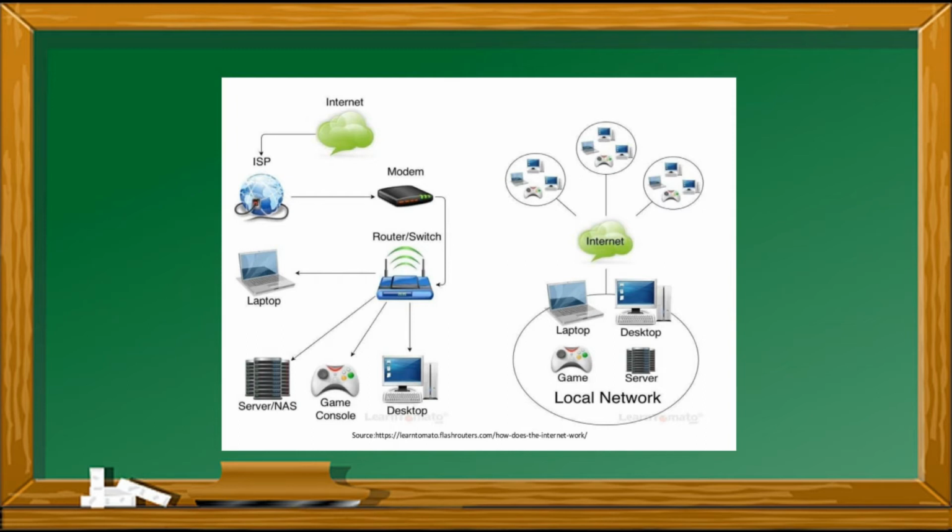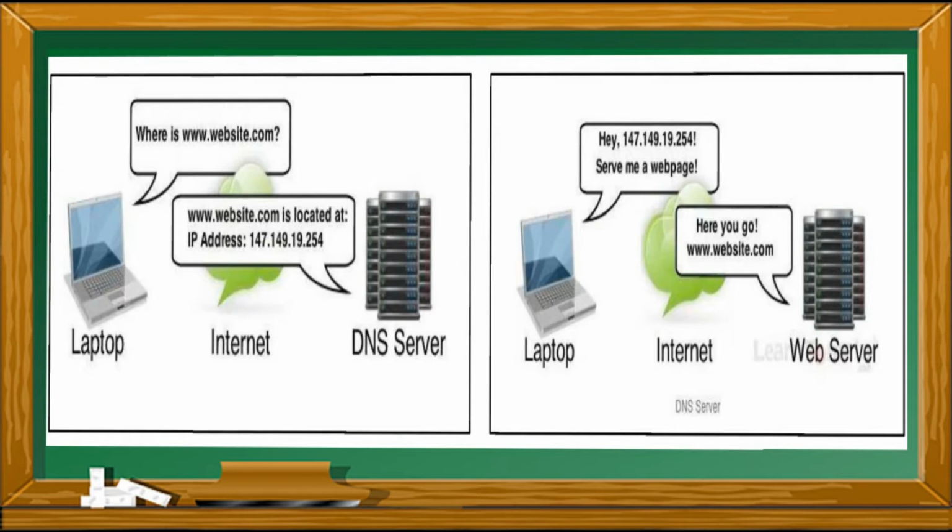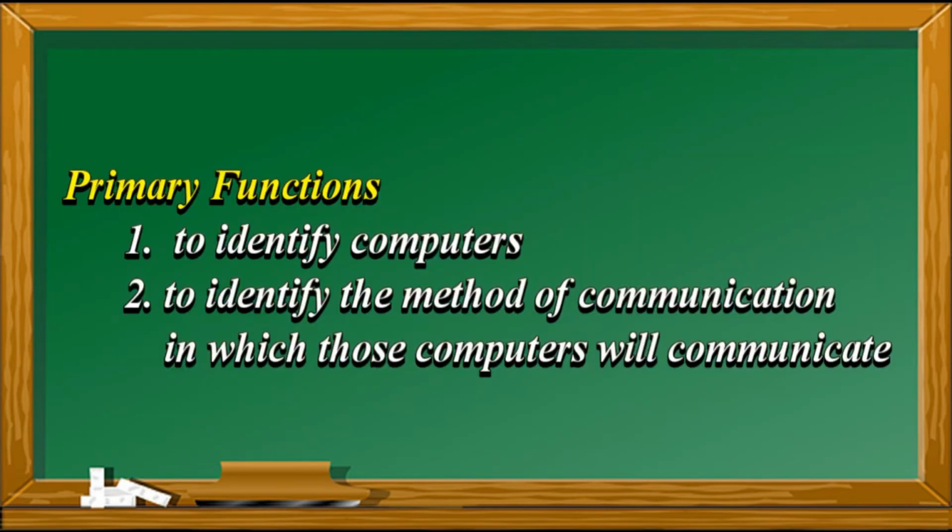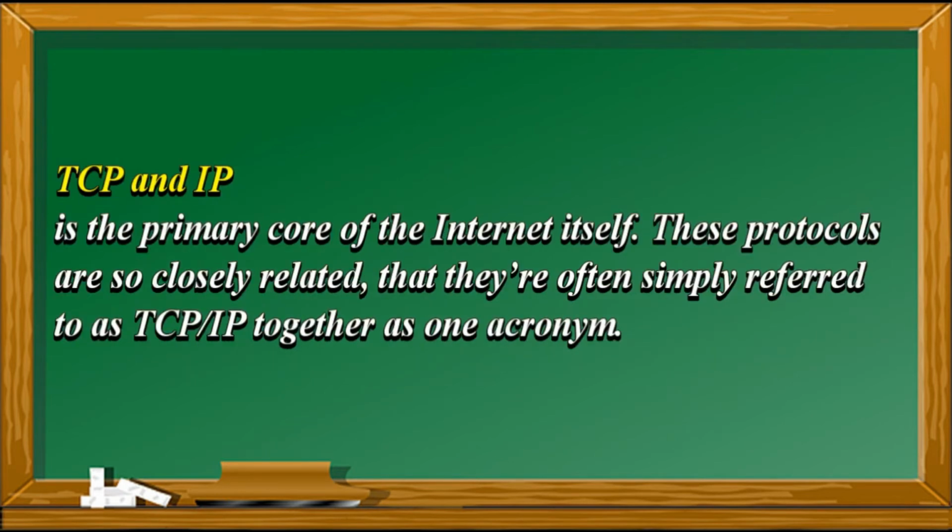This protocol is known as TCP/IP. What is TCP/IP? The Internet Protocol Suite has two primary functions. One, to identify computers. Number two, to identify the method of communication in which those computers will communicate. TCP and IP are the primary core of the Internet itself. These protocols are so closely related that they are often simply referred to together as one acronym, TCP/IP.